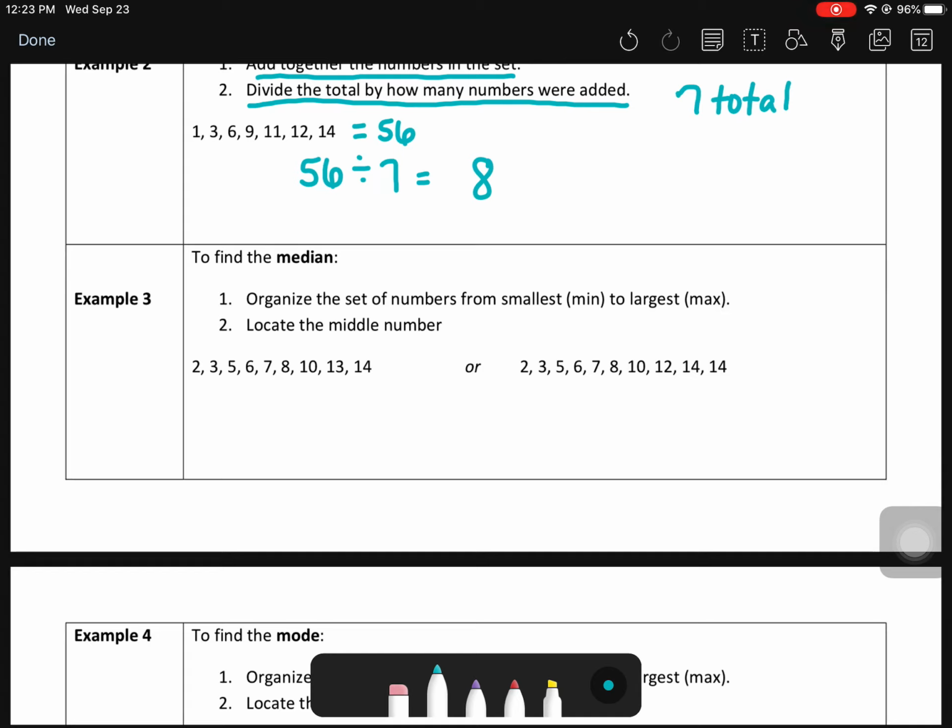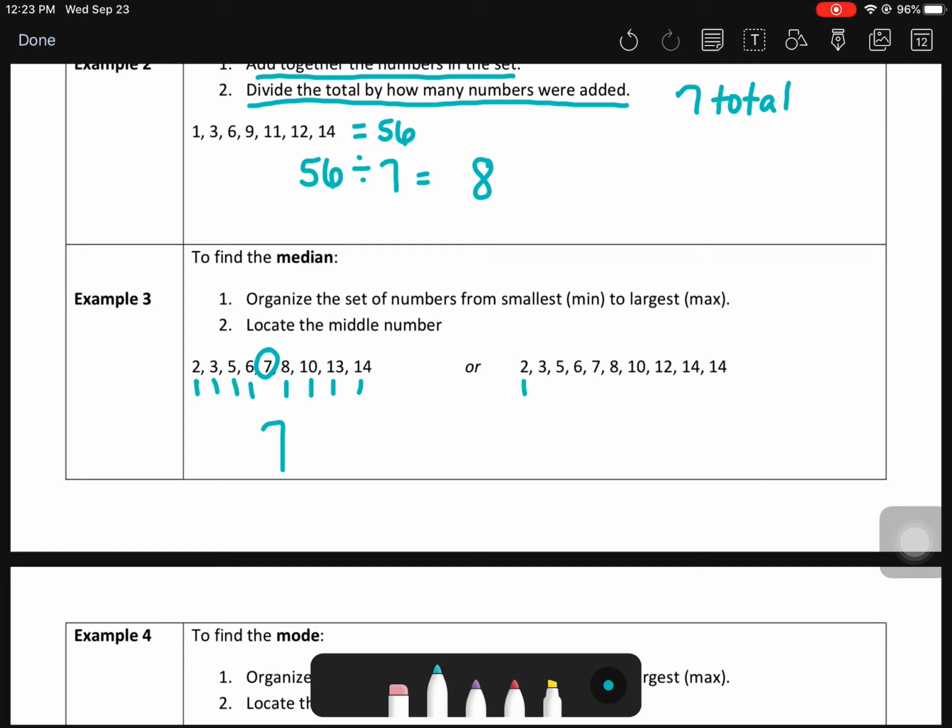The median is the middle. So the first thing you're going to do is organize the data from smallest to biggest, and then find the one in the middle. We can count, or we can simply pair them off, and we know that 7 is in the middle. So the 7 would be the median.